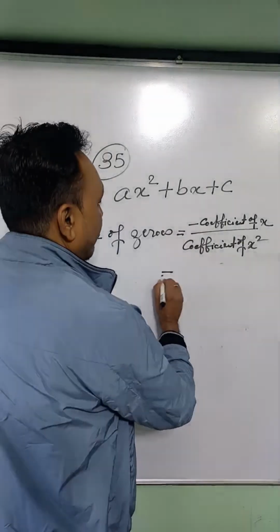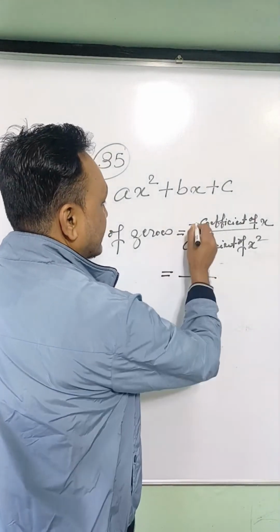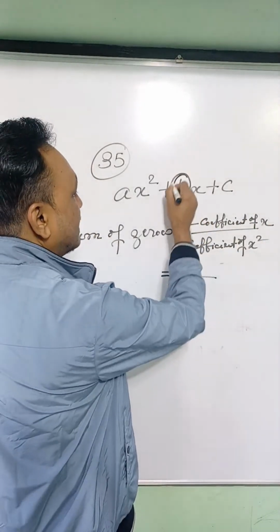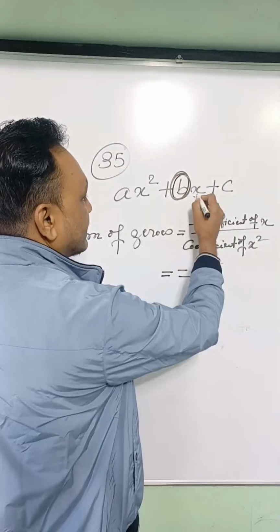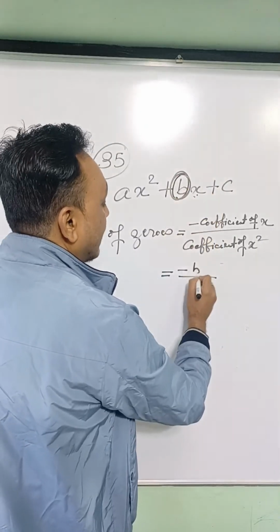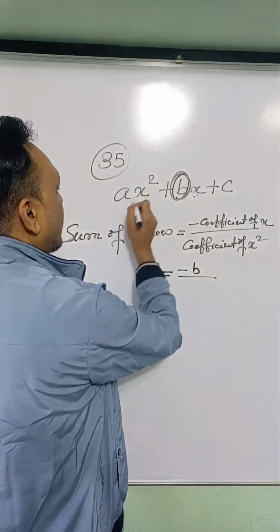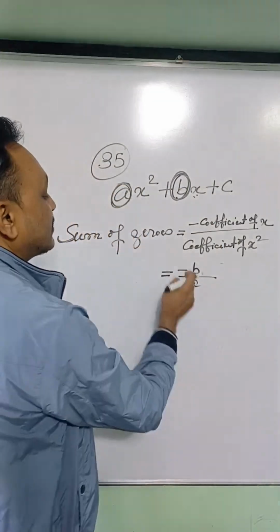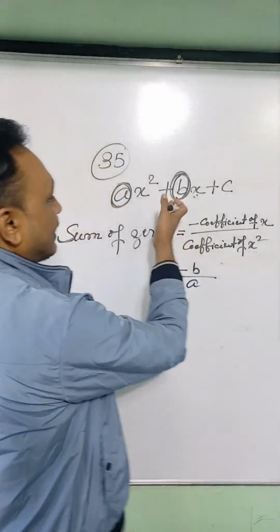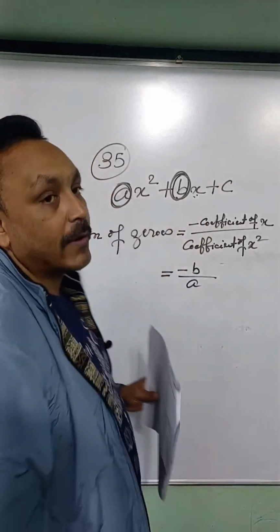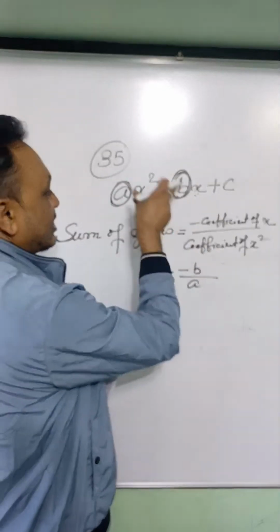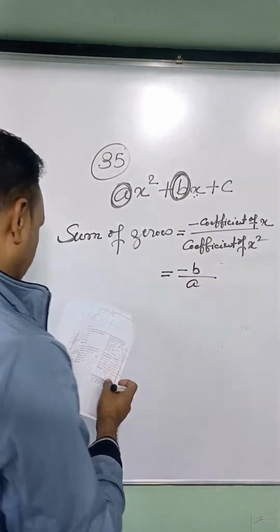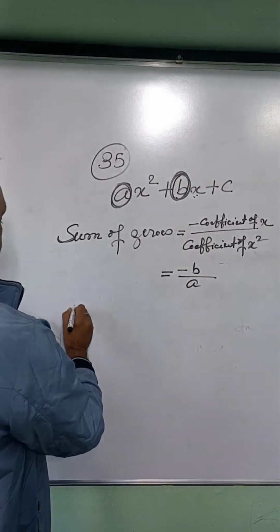So this is minus, coefficient of x. Coefficient of x is b. This is x and the coefficient of x is b. Coefficient of x squared, this is the x squared. Coefficient of x squared is a. So sum of zeros is minus b by a, if it is in the general form of quadratic equations. Now you have to find out the product of zeros.